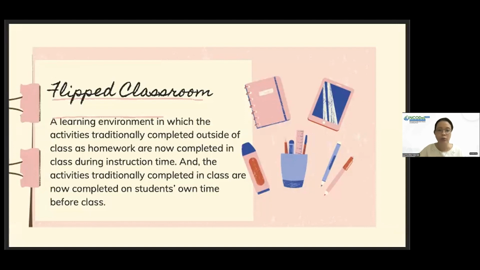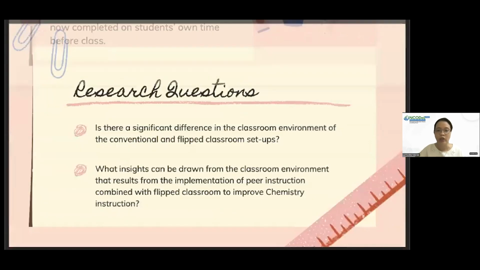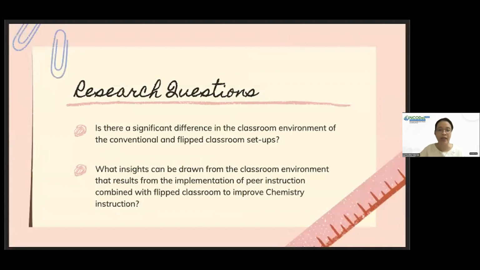So in this research, we would like to add light to the classroom environment in a flipped setup and answer the questions. Is there a significant difference in the classroom environment of the conventional and flipped classroom setups? And what insights can be drawn from the classroom environment that results from the implementation of peer instruction combined with flipped classroom to improve chemistry instruction?